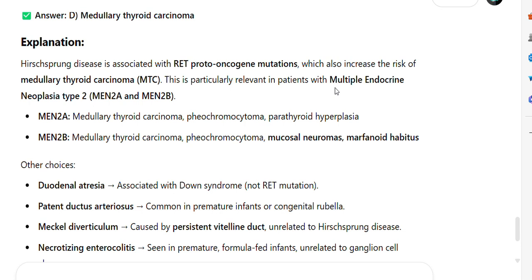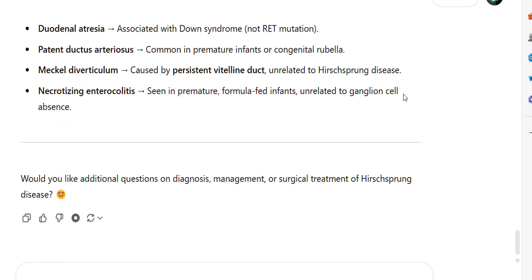Other choices: duodenal atresia, associated with Down syndrome, not RET mutation. Patent ductus arteriosus, common in premature infants or congenital rubella. Meckel diverticulum, caused by persistent vitelline duct, unrelated to Hirschsprung disease. Necrotizing enterocolitis, seen in premature formula-fed infants, unrelated to ganglion cell absence.